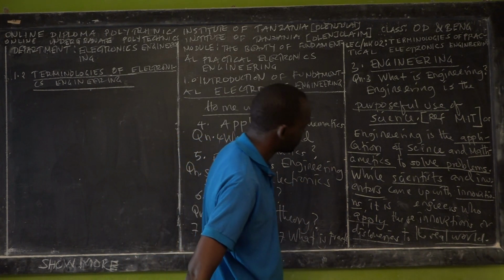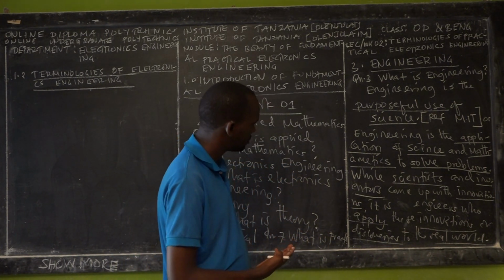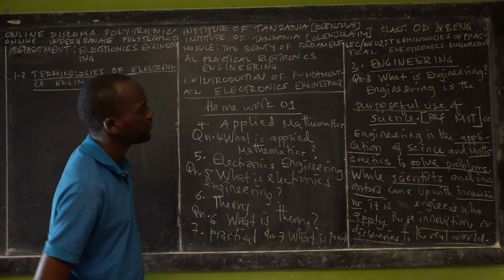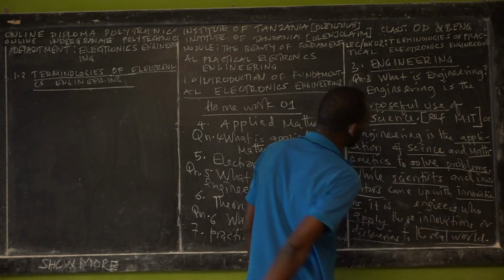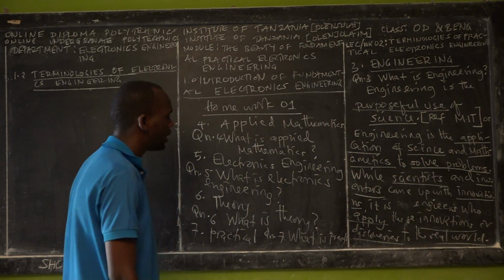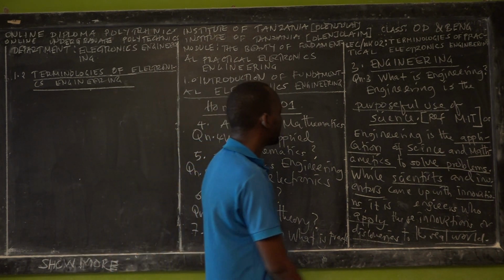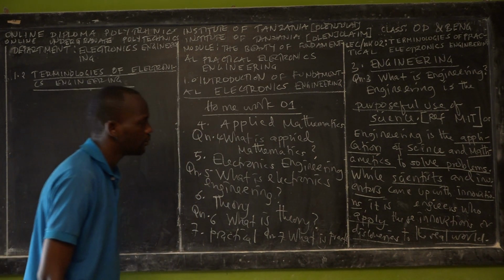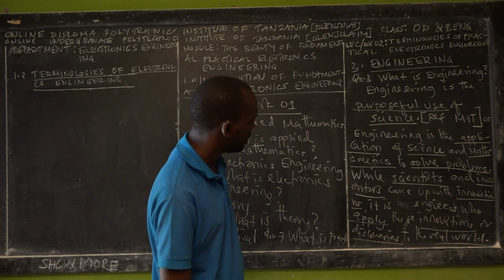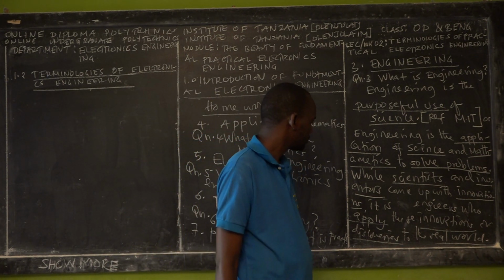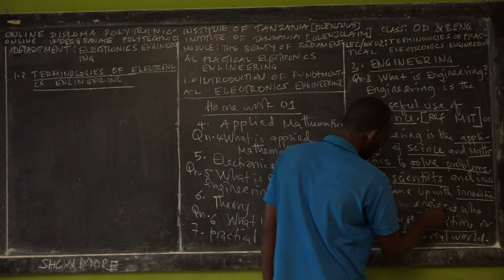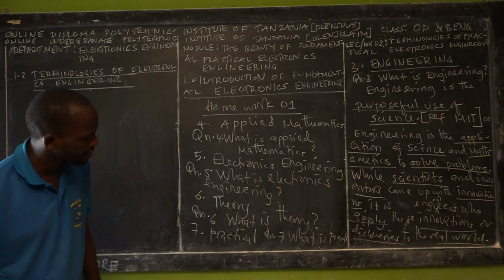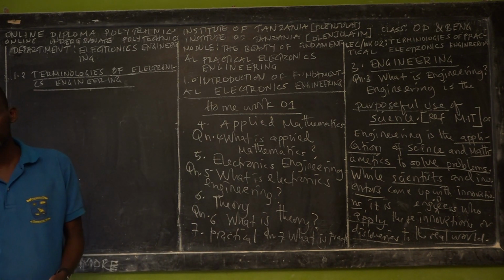Yesterday I gave you how many definitions? One or two? Two, right? So engineering is the purposive use of science. Refer to MIT course 6.602. And then the second definition is engineering is the application of science and mathematics to solve problems. While scientists and inventors come up with innovations, it is engineers who apply the innovations or discoveries to solve real-world problems, right?